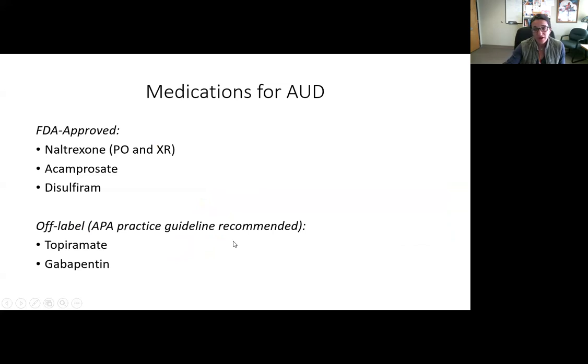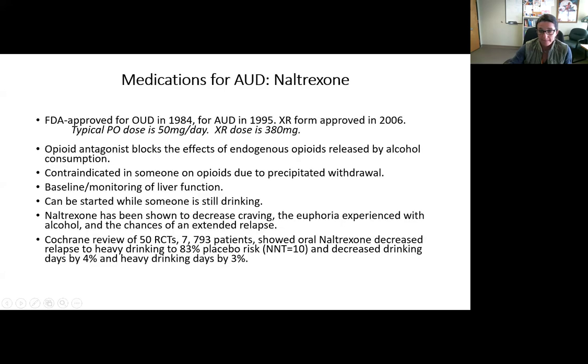So the medications we will talk about in the next few slides, rather wordy slides, but I'll try not to bore you. The three FDA-approved medications are naltrexone, which comes in both a PO and extended release form, acamprosate, and disulfiram. We'll go into those. Then the off-label medications that are also recommended as second line, although we often use topiramate first line, are topiramate and gabapentin. There are a few others, but these are the ones we're going to mainly focus on during this talk.